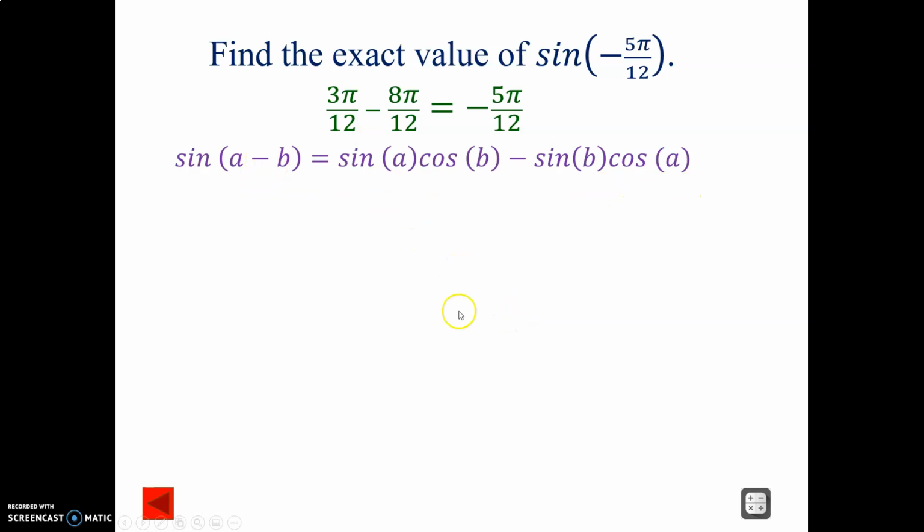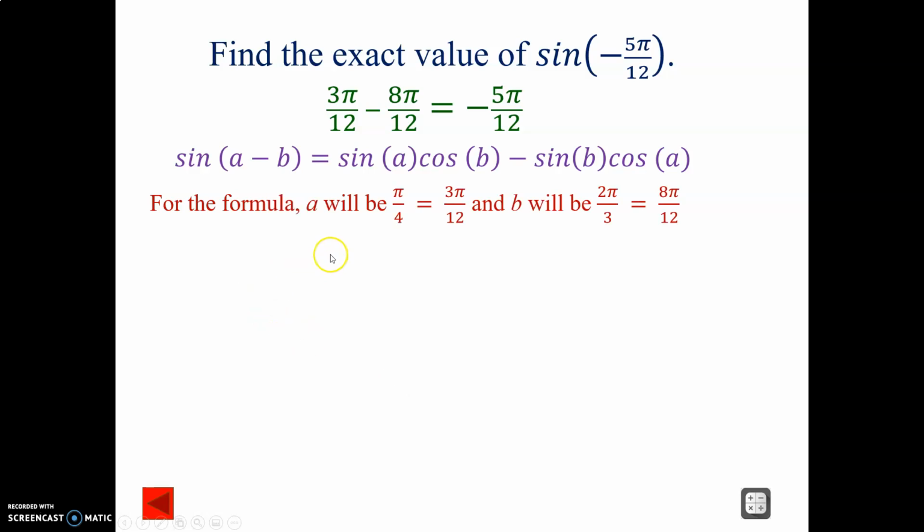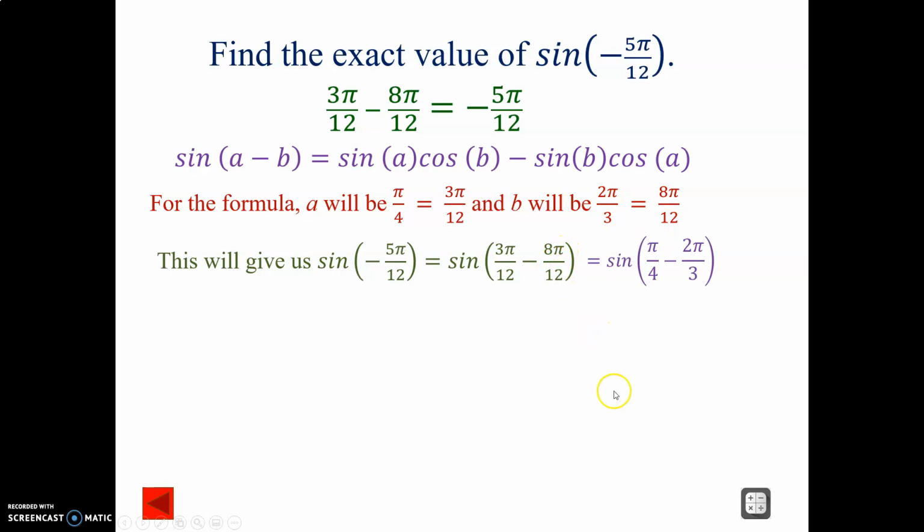So there's the formula we'll be using. And again, the A will be pi over 4, which is the same thing as 3 pi over 12. There's our 8 pi over 12, simplified to 2 pi over 3. So when I put this out, negative 5 pi over 12, we wrote it as a difference. But the 3 pi over 12 can simplify to pi over 4, and the 8 pi over 12 can simplify to 2 pi over 3. So whether you use these values or these values, you're still going to get the exact same answer.